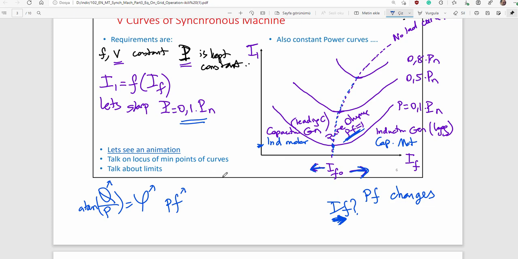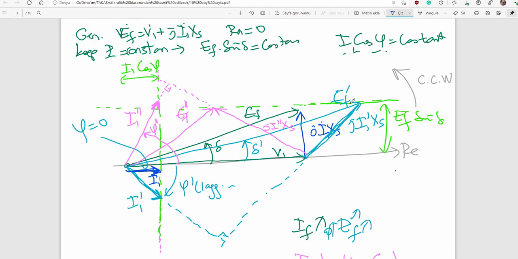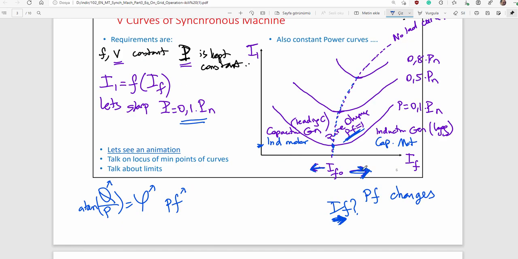And then, when you apply over excitation, here you see EF will increase. And then the machine goes under lagging current operation or inductive operation, and the magnitude of the current will increase. Again, inductive generator operation, and the magnitude of the current will increase.